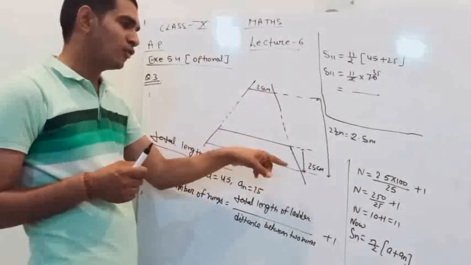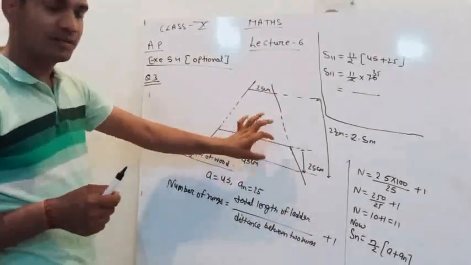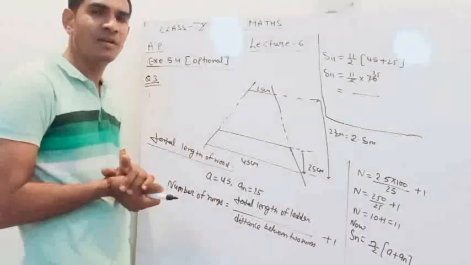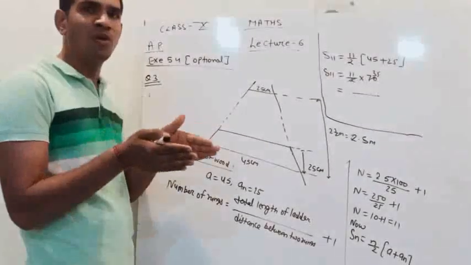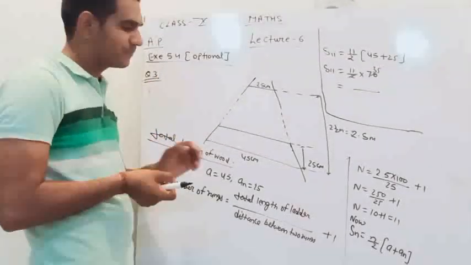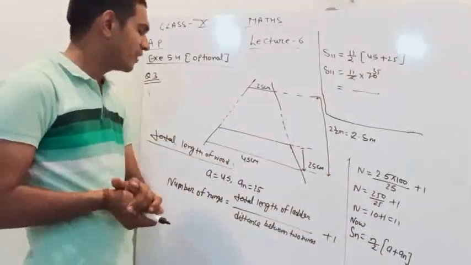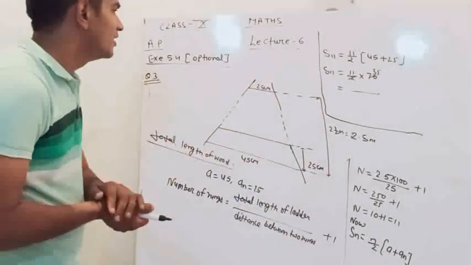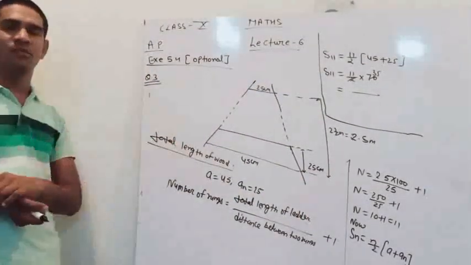Total length of the ladder, what will you divide it by? Distance between two rungs plus 1. I have made you understand the concept that the number of wooden sticks will be 1 extra than the number of blocks. Now we will find out the number of rungs. After that, using the Sn formula, we will calculate the total length of the wood.